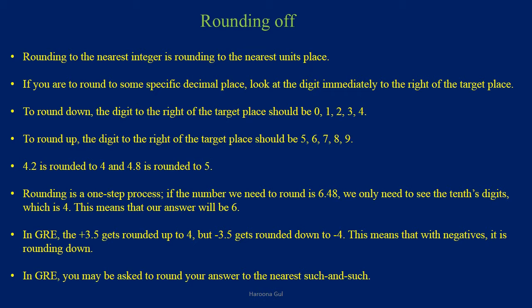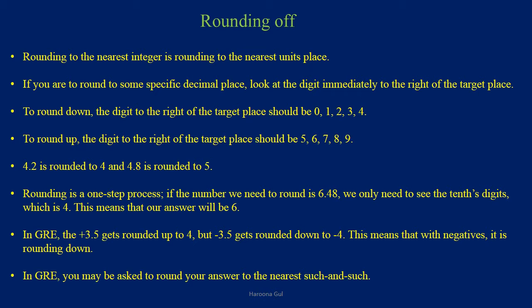If you are to round to some specific decimal place, look at the digit immediately to the right of the target place, right? To round down, the digit to the right of the target place should be 0, 1, 2, 3 or 4. And to round up, the digit to the right of the target place should be 5, 6, 7, 8 or 9. For example, if we are to round 4.2, it will be rounded to 4. And if we are to round 4.8, it is going to be rounded to 5.